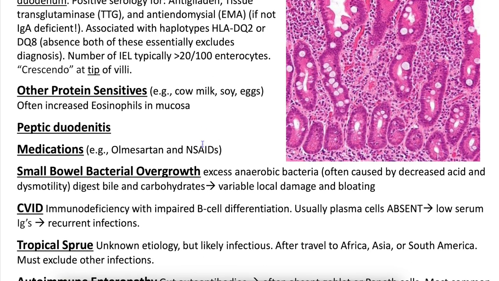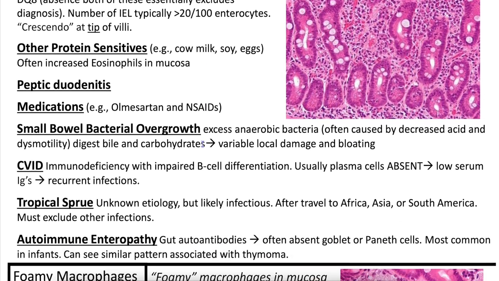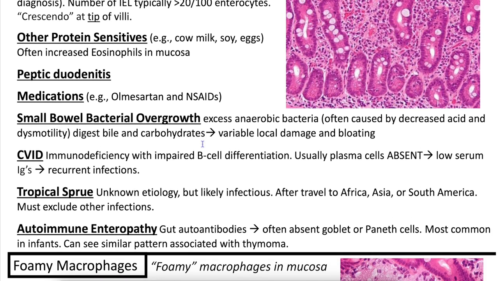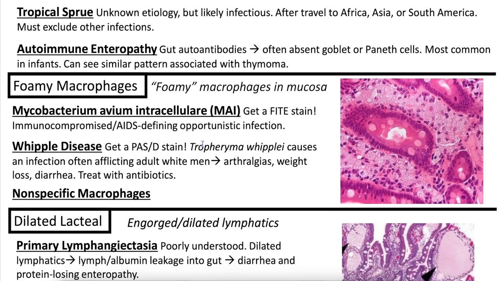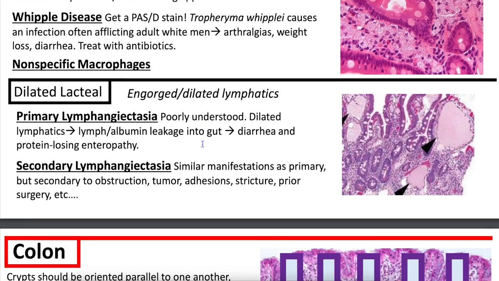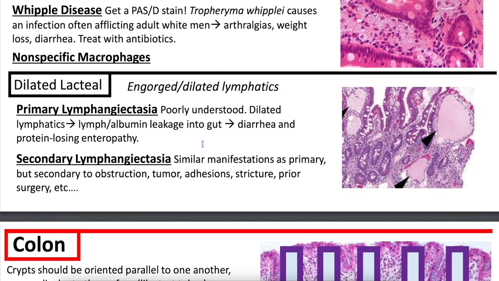Peptic duodenitis, MEDs, olmesartan, NSAIDs, small bowel bacterial overgrowth, CVID, tropical sprue, autoimmune enteropathy. Foamy macrophages: Mycobacterium avium intracellulare, Whipple disease. Both are PAS positive. Only Mycobacterium avium intracellulare is AFB positive. Dilated lacteal, primary, secondary. Secondary can be due to obstruction, tumor, adhesion, strictures, prior surgery.